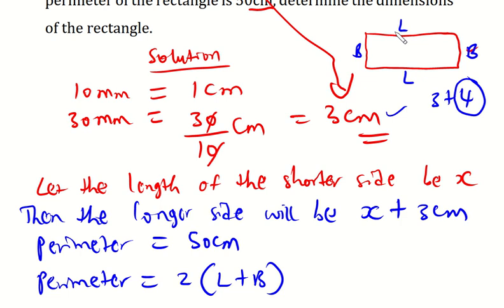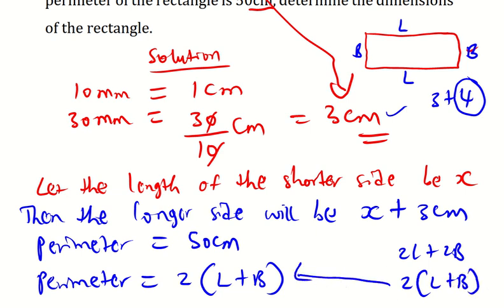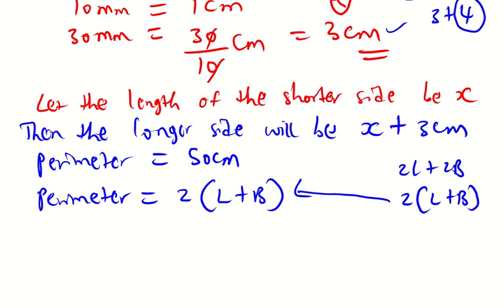So when you add everything, it will be 2L plus 2 breadth, because you have 2 lengths and 2 breadths. B for breadth, L for length. Now when you factorize, I already told you how to factorize. 2 is common, bring out 2, then you have length plus what? Breadth. So you see, that's how we got the formula for calculating the perimeter of a rectangle.